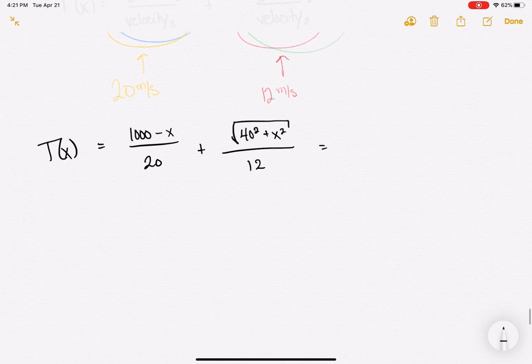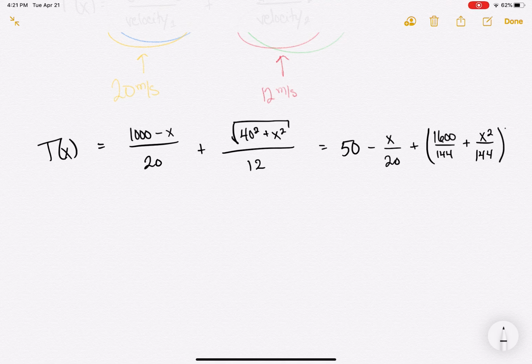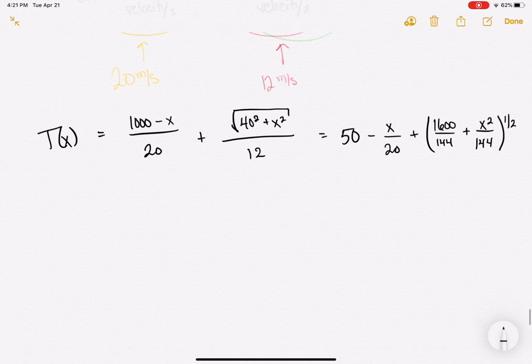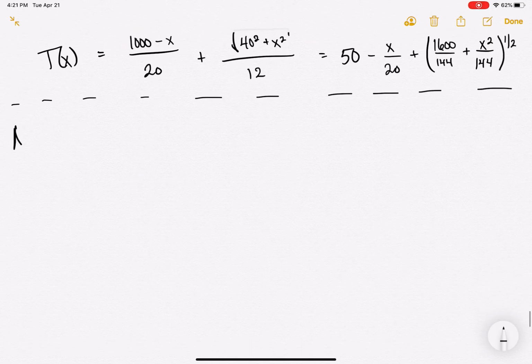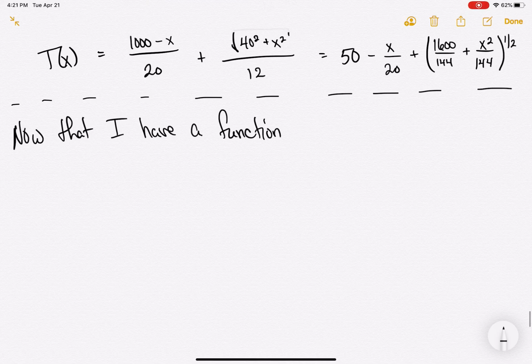Let's make my life a little bit easier. 1,000 divided by 20 ends up being 50. So 50 minus x divided by 20 plus, let's put everything inside the square root, 1,600 divided by 144 plus x squared divided by 144, to the 1/2 power. And now my life can get easy-ish. So now that I have this function, I have a function for what I want to optimize.